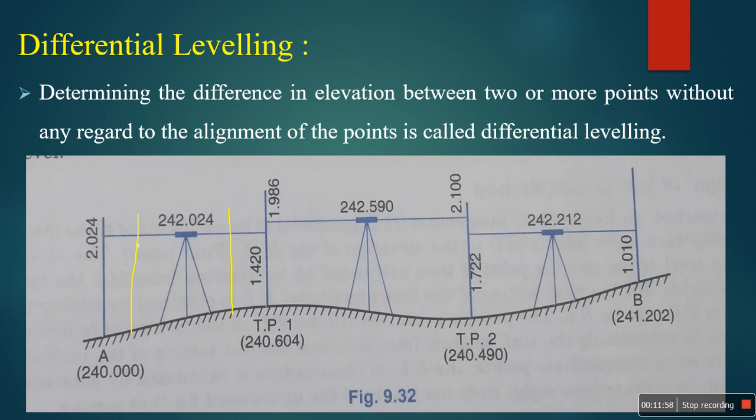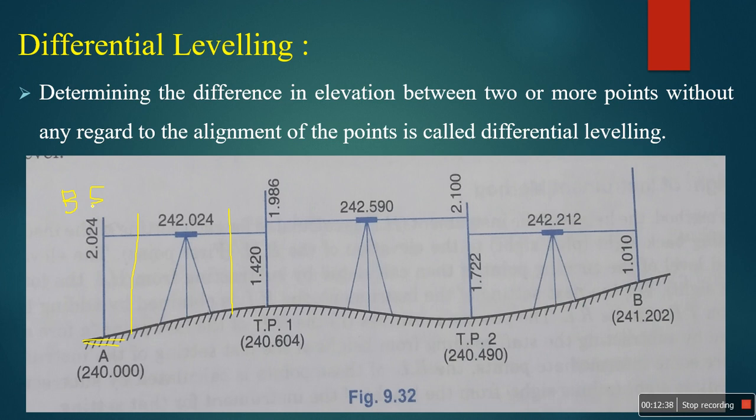But in the case where they have measured some more staff readings in between this staff and this staff, okay, then what will happen? Whatever the setup of this instrument, the first staff reading will act as a benchmark reading. Always you have to take the first staff reading from the benchmark. Whatever staff reading that is, this will act as the BS. BS means backsight.